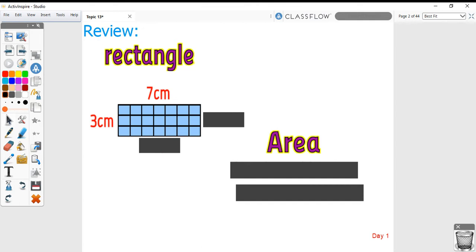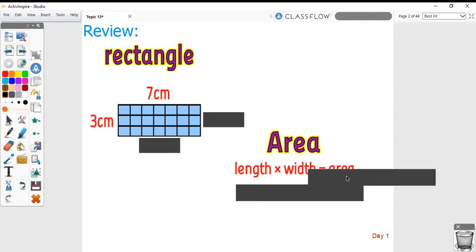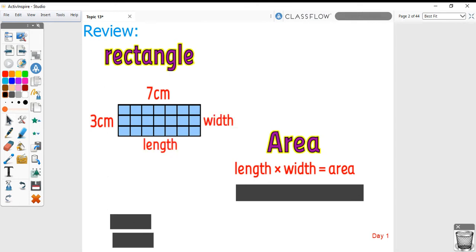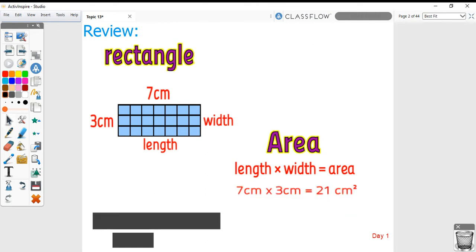I am not about to teach a fourth grade level math lesson about how to find the area of a rectangle. It's length times width. So when you see this 7 and 3 over here, that's your length and width. Okay, so if we're looking for the area of this particular rectangle, it's 3 times 7. It's 21 square centimeters.